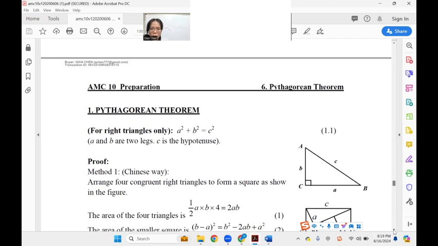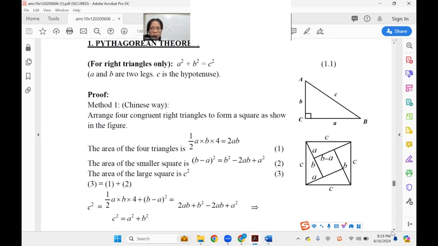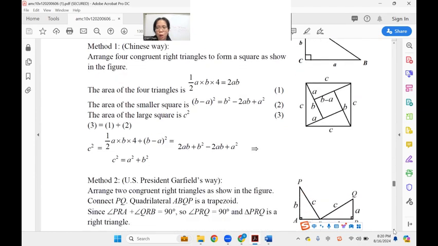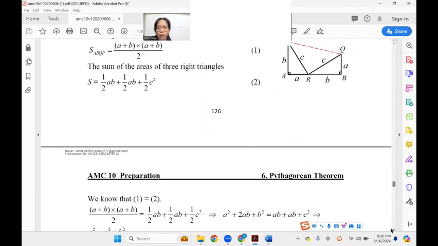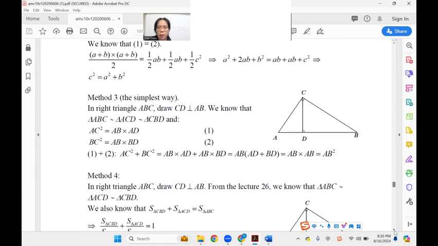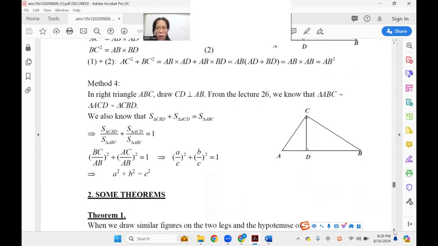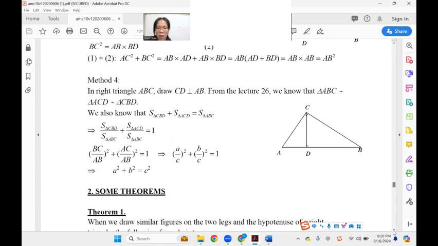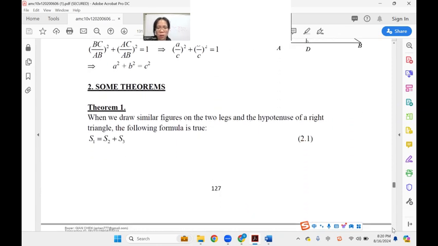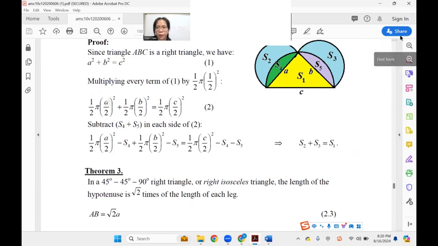So one very important theorem about this 90-degree triangle is A squared plus B squared equals C squared. Okay, just remember this theorem. They give 4 ways to prove it, so you can spend some time to look at it. I'm not gonna explain further because the most important thing is how to use this equation for a 90-degree triangle. And then we're gonna talk about several examples.